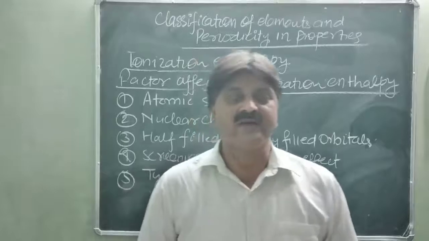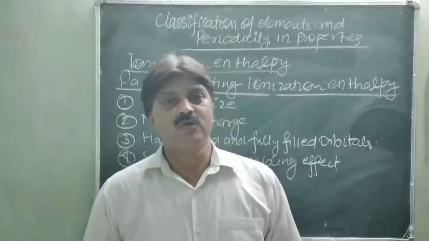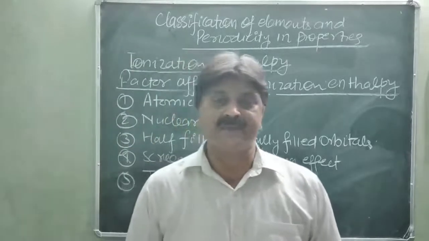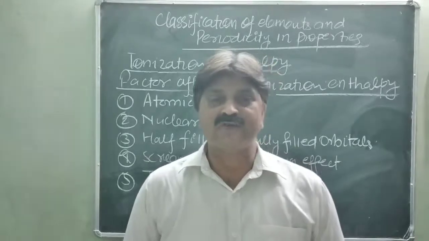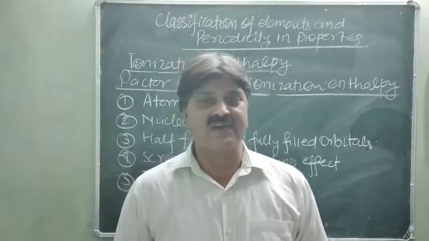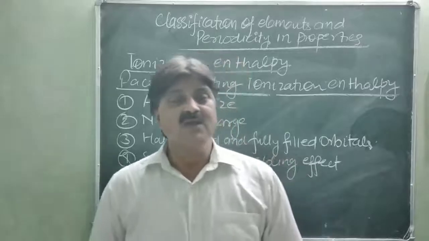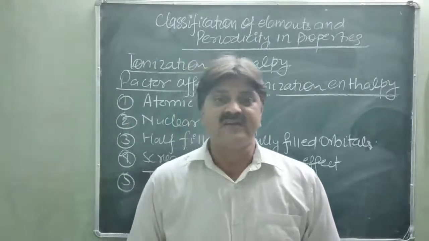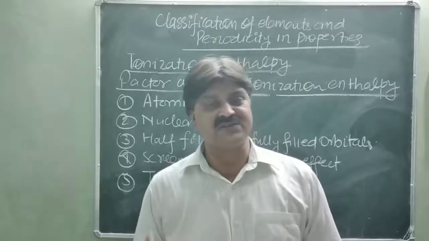Good morning, student. In classification of elements and periodicity in properties, today we will discuss the factors affecting ionisation enthalpy. And you know what ionisation enthalpy is: the amount of energy required to pull the most loosely bound electron from the valence shell of an atom in its isolated gaseous state. So, the energy required to pull the electron from the valence shell is called the ionisation energy in its isolated gaseous state.